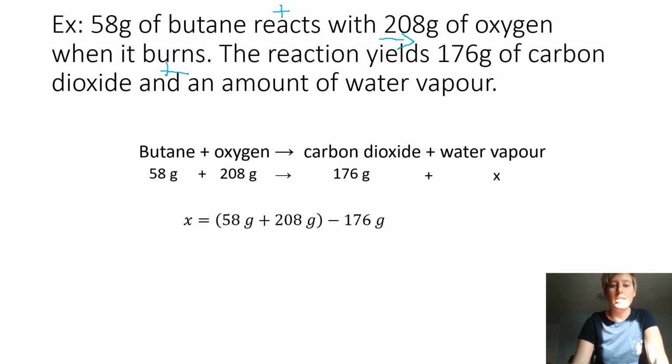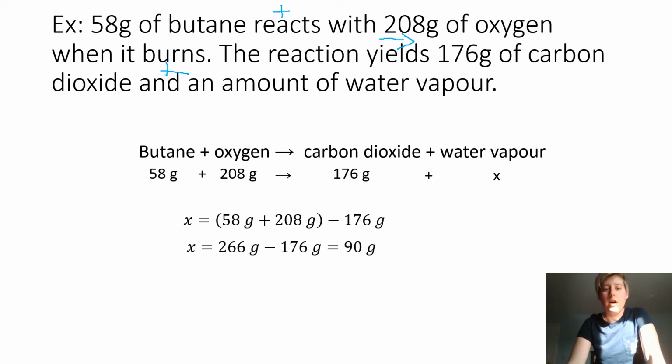So the first thing that I need to do is figure out, and this is what I have right here, I need to do 58 grams plus 208 grams, which gives me a total of 266 grams. And then I subtract 176, which is my carbon dioxide, from that, and my water vapor amount is 90 grams.